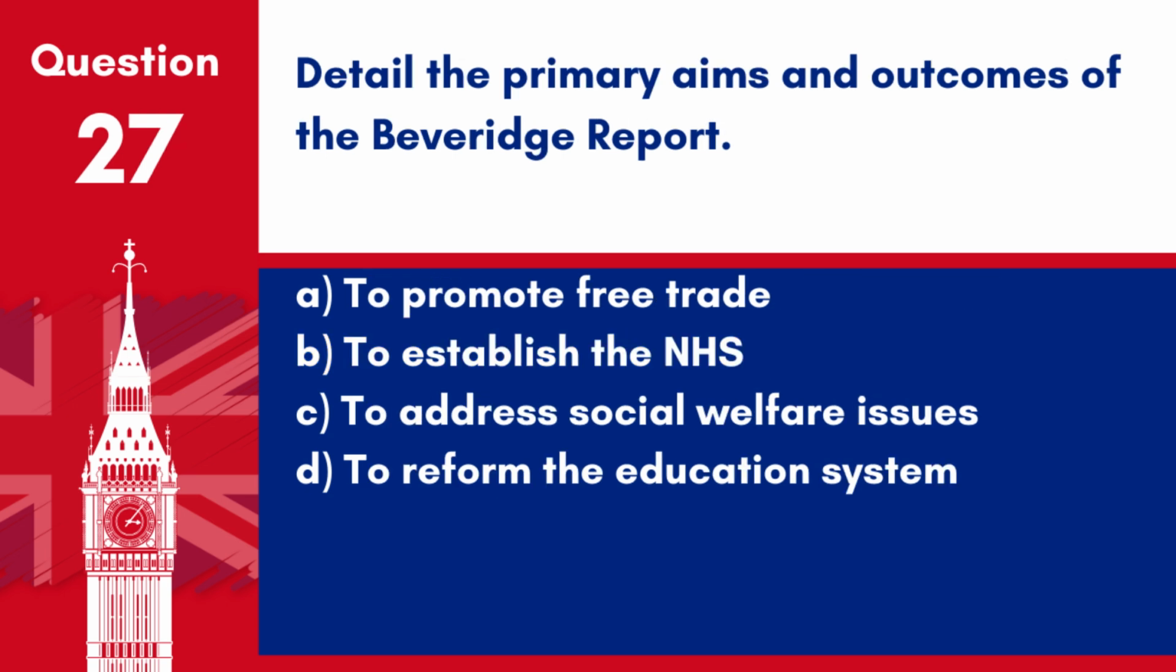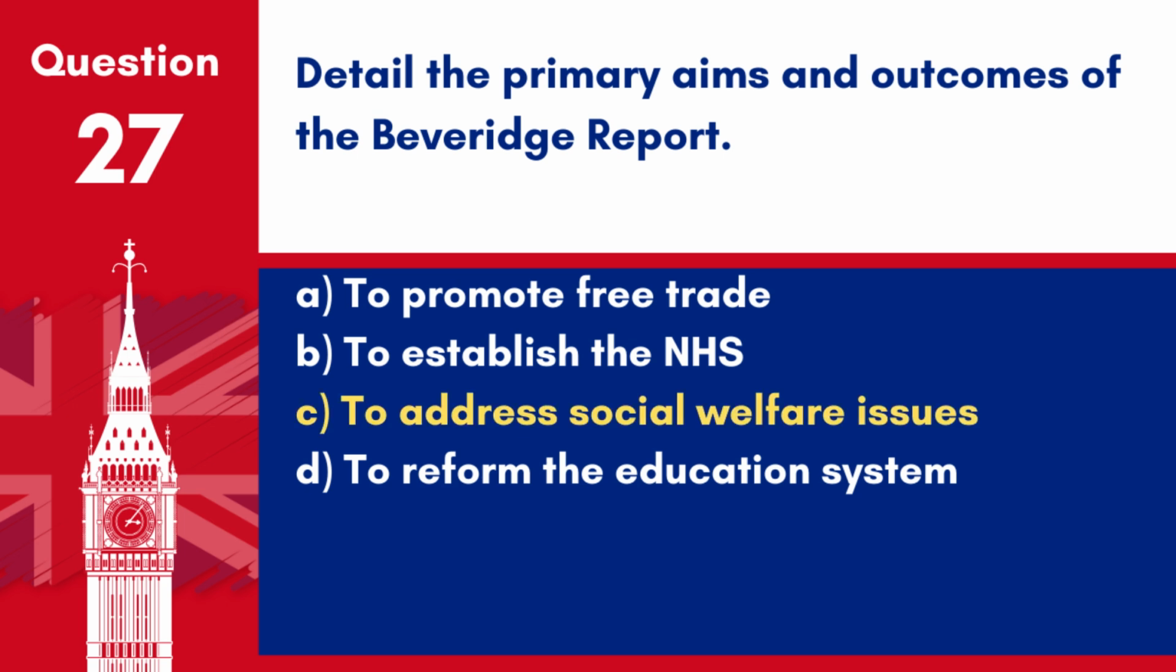Question 27. Detail the primary aims and outcomes of the Beveridge Report. A. To promote free trade. B. To establish the NHS. C. To address social welfare issues. D. To reform the education system.